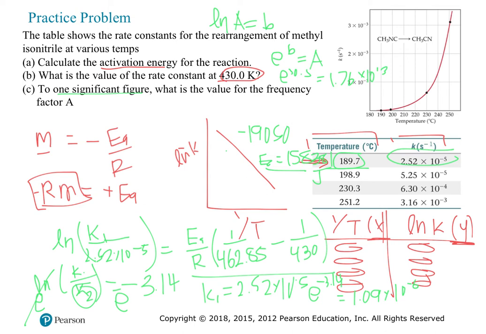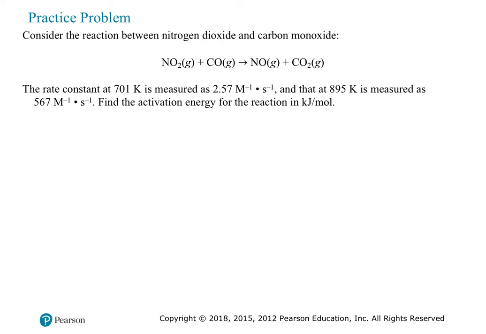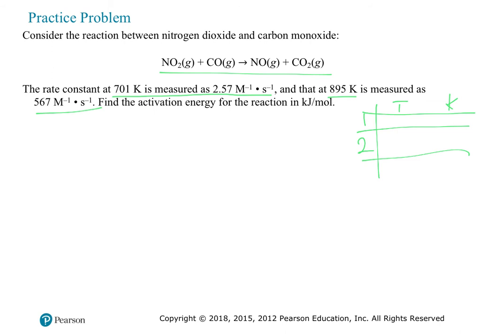Okay, very messy, hard to do on one slide, and very much easier to do in a document rather than writing everything down. In this one, we have this reaction, and we have a rate constant at this temperature and a rate constant at this temperature. We want to find the activation energy. So I would literally do 1 and 2 and then temperature and rate constant to try to keep track of them, because you don't want to mix them up.